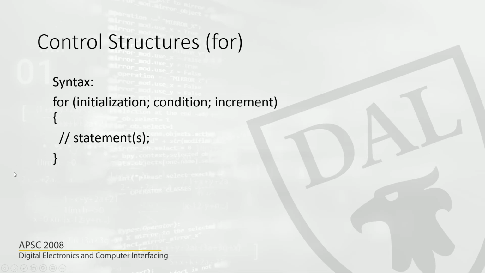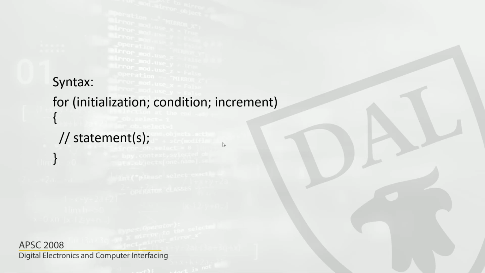So this is for. You will specifically use this if you want to do something, say, 100 times, 1,000 times, a specific number of times. So then I will use this control structure.